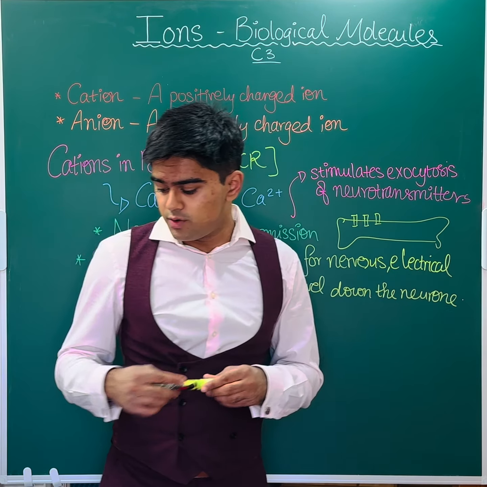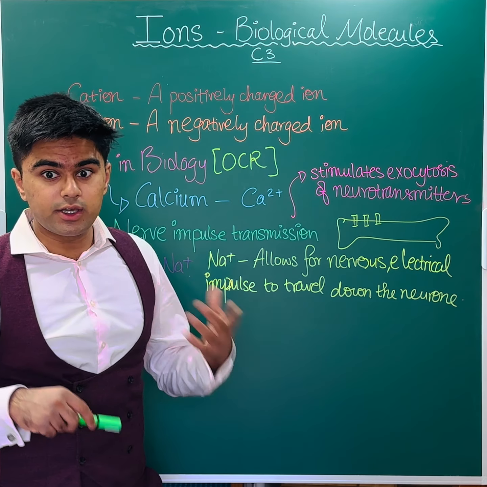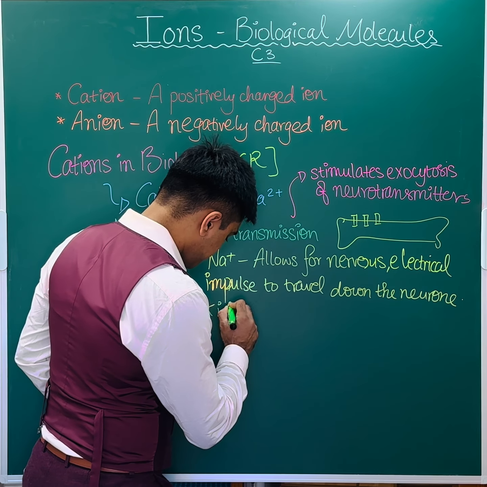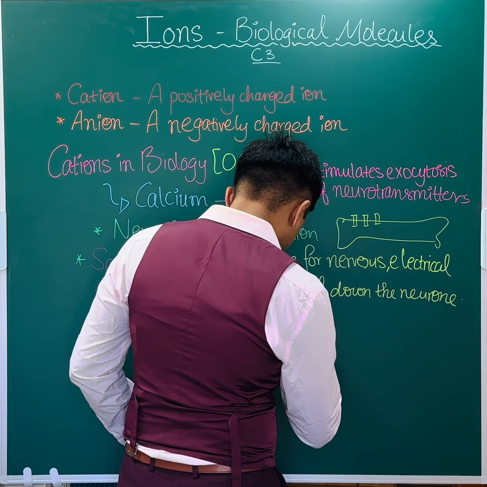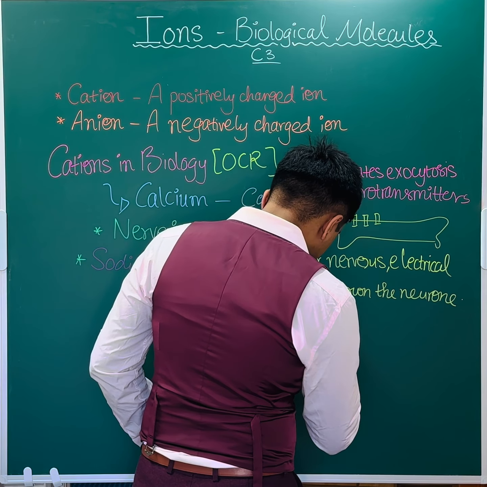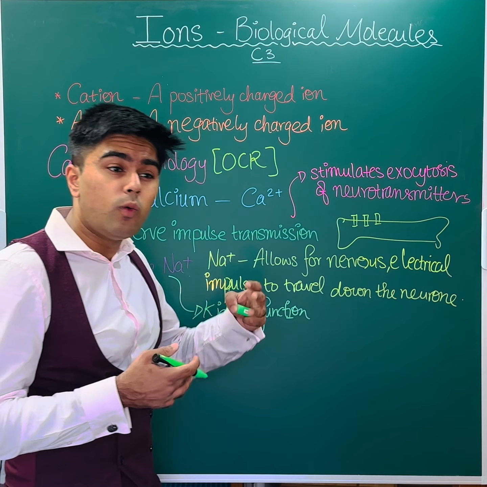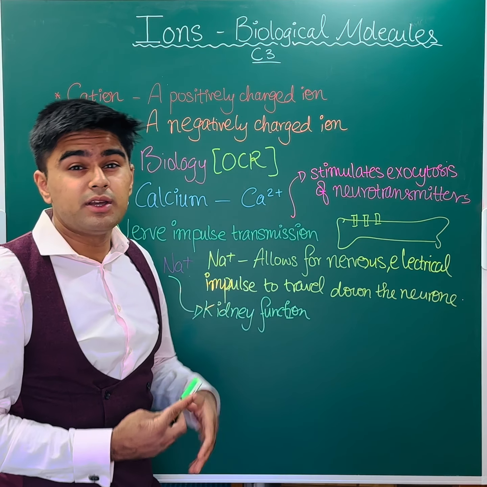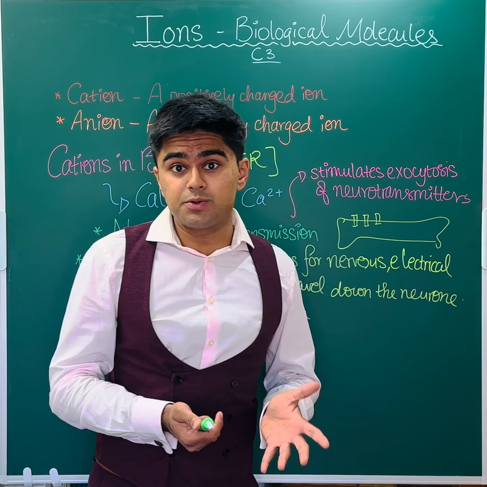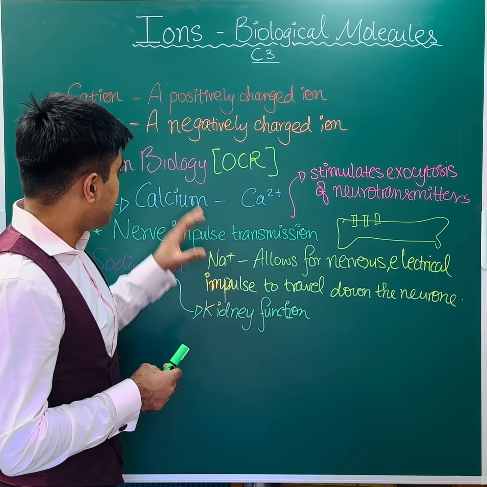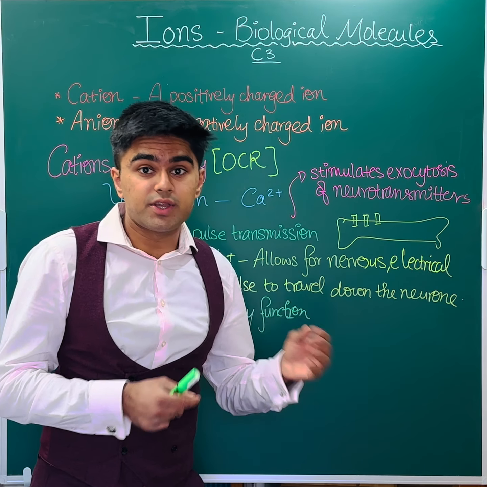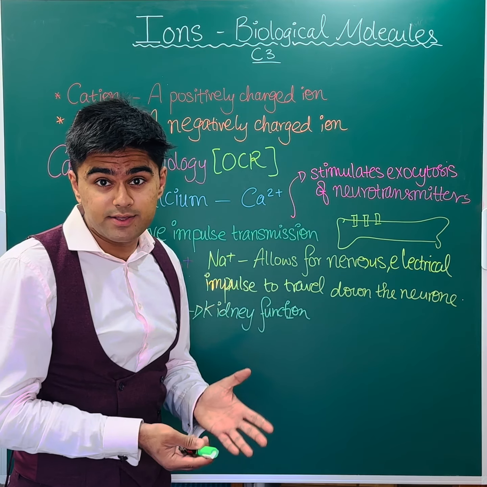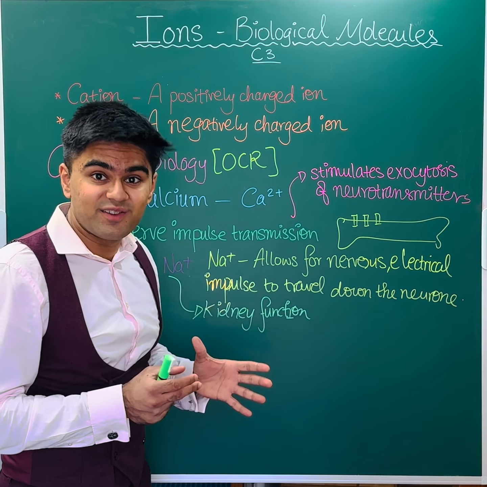Now, the other function that you need to know about, and I think a lot of students just skip over this or brush past it, is that it allows for kidney function. At this stage, you don't need to know how or why it does that in your kidneys. That's something you'll come across later in the course, probably in year 13 or late year 12. So currently, all I want you to remember is that sodium allows for nerve impulses to pass through your neuron, and it also allows for kidney function to take place. I know it's a lot to take in.